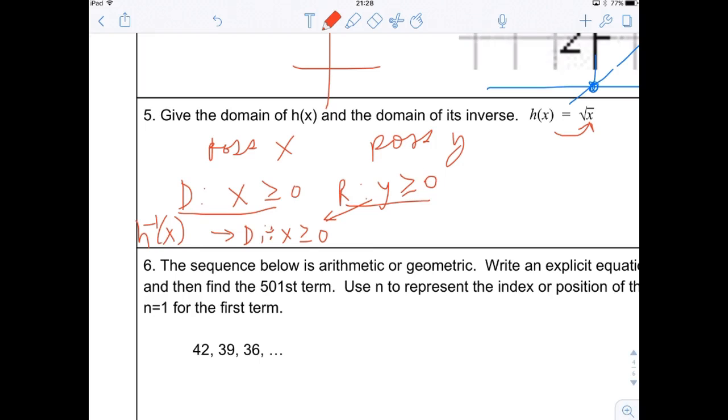That is a very messy colon, so I'm going to redo that. And then the range of inverse h is going to be related to the domain of the original function. So I'm going to put y is greater than or equal to 0. It's kind of hard to see what's happening here because in this particular function, both the domain and the range are all positive numbers.